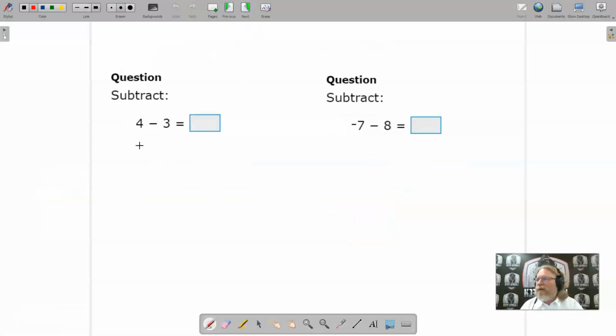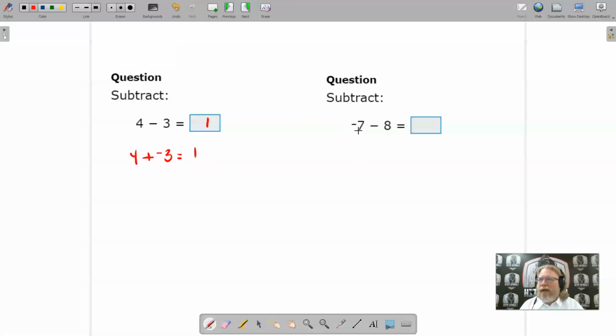Let's move on to the next one. 4 minus 3. Well, many of you probably don't have to change that one over, right? We just say, okay, that's going to be 1. That's not too difficult there. We could have changed that to 4 plus, and then take the opposite of 3, which is -3, and we'd see the answer is still, not -1. The answer is still +1.